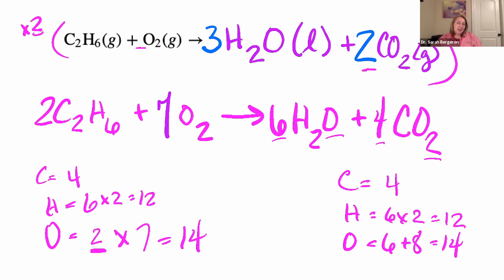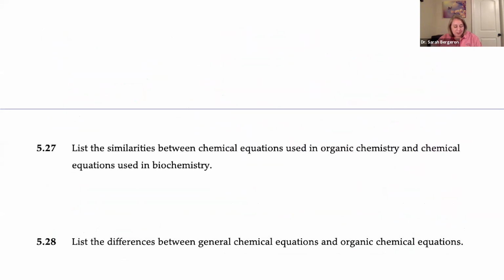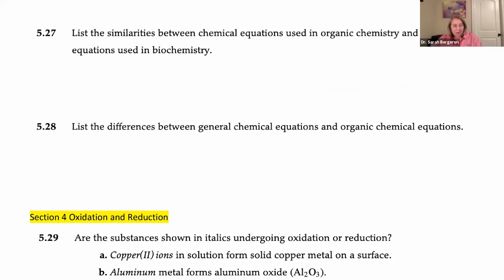And the other trick is that you can start off, if you know it's combustion of a hydrocarbon, before you do anything, you multiply all your coefficients by 2 and then balance. So either one works perfectly fine, and it doesn't matter to me. So I think that's it, oh, and we got one more.